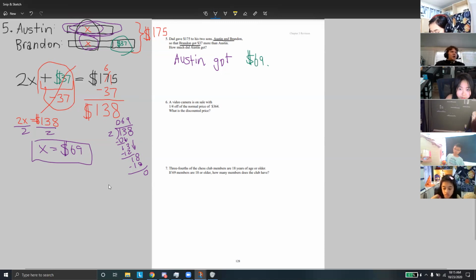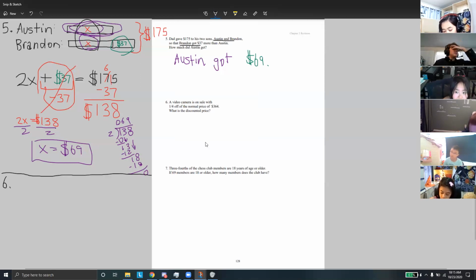All righty. So let's see if we can go ahead and solve this next problem. Problem number 6. Running so low on room. A video camera is on sale with a 1/4 off of the normal price of $364. What is the discounted price? That's one expensive video camera.